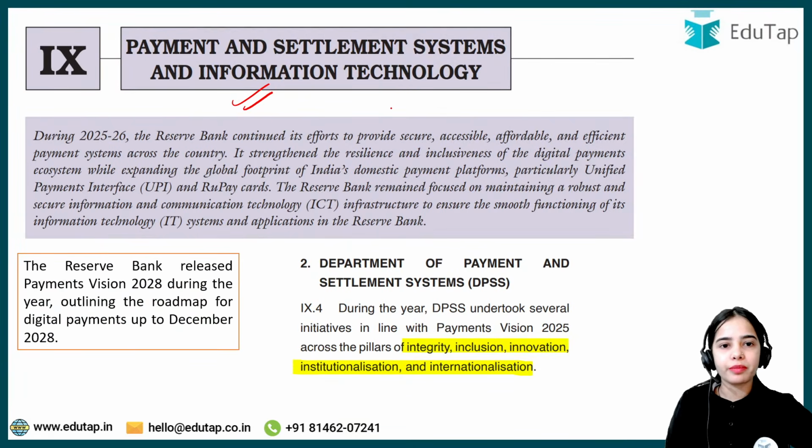Next is payment and settlement systems and information technology. Coming to the ninth chapter, just two more chapters left, so we will be able to do it in a fast manner. The Reserve Bank released Payment Vision 2028. Do you remember the Payment Vision 2028? We have discussed it in detail.